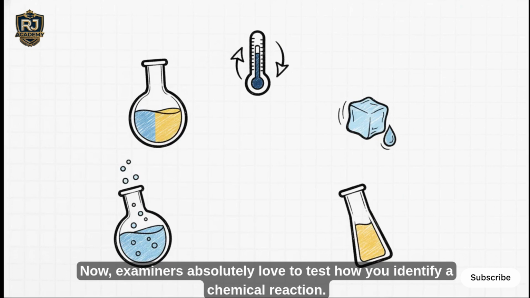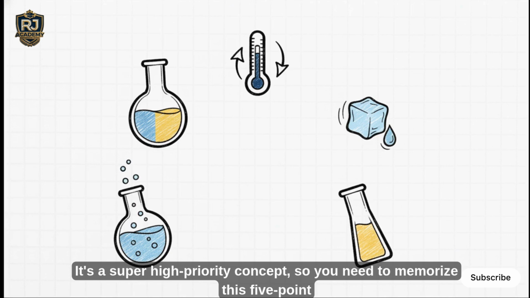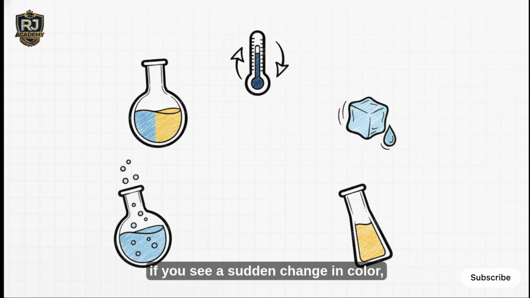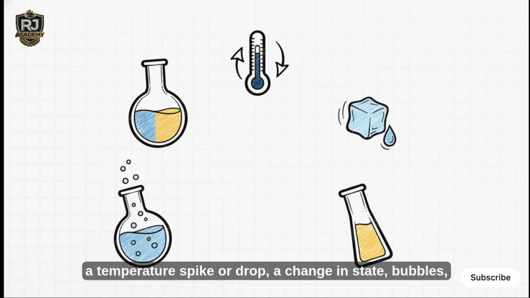Now, examiners absolutely love to test how you identify a chemical reaction. It's a super high-priority concept, so you need to memorize this 5-point checklist to instantly recognize when a reaction has actually occurred. If you see a sudden change in color, a temperature spike or drop, a change in state, bubbles, which means a gas is evolving, or a cloudy solid forming at the bottom called a precipitate, well, you know for sure a chemical reaction just happened.